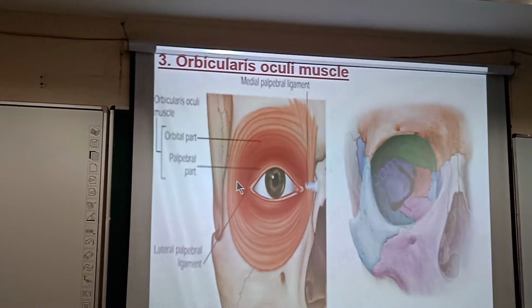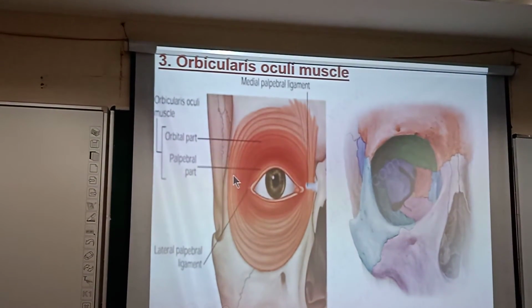It has got three parts: palpebral part, orbital part and the lacrimal part. Palpebral part covers the eyelid. Orbital part goes over the orbital region. This is the orbital region. And lacrimal part lies medially over the lacrimal sac.